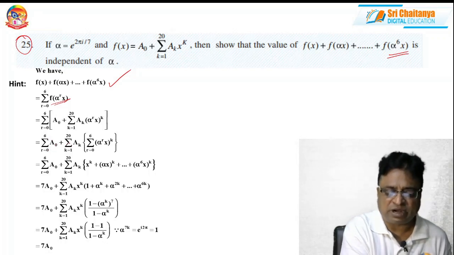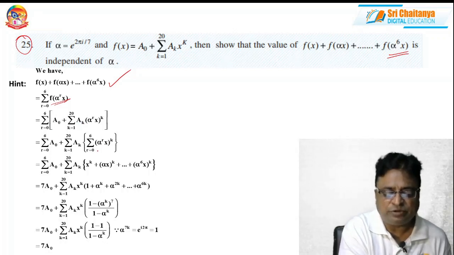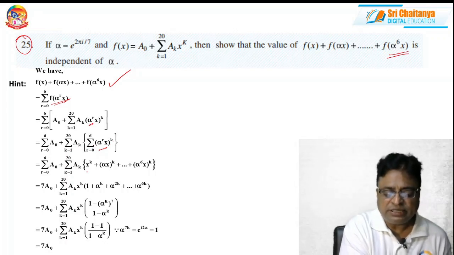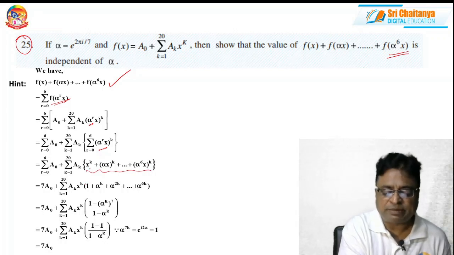Here double sigma comes. One is sigma k equal to 1 to 20 ak, because here k is the variable. And you just write sigma r equal to 0 to 6 alpha power r, because r is here. That's why I have interchanged the sigma. So r equal to 0 to 6 alpha power r x, whole power k. It is nothing but what? A geometric progression, the sum of the kth powers of the terms in GP.